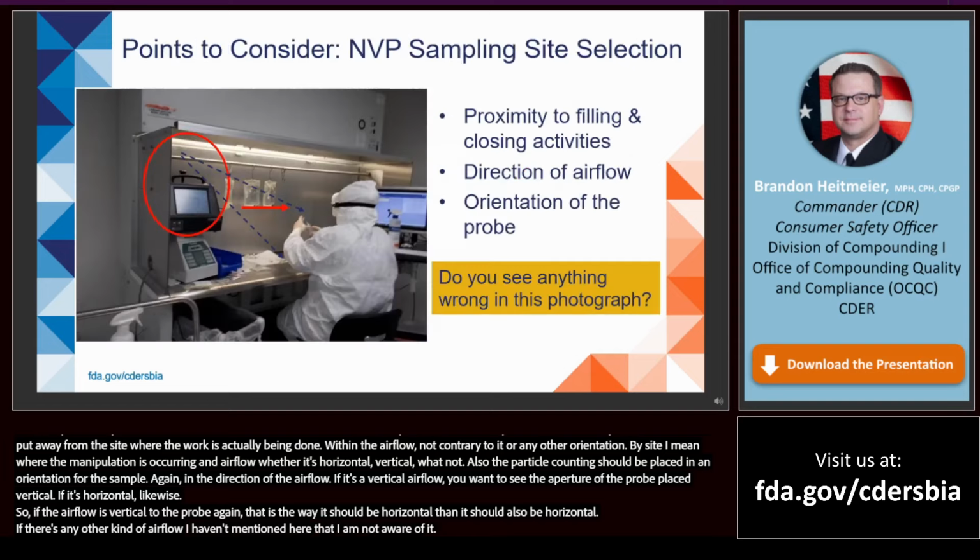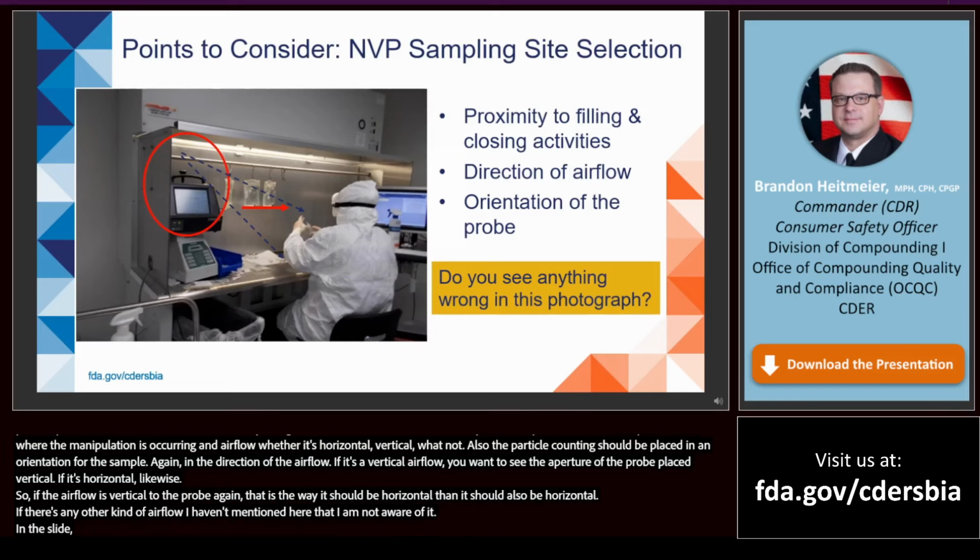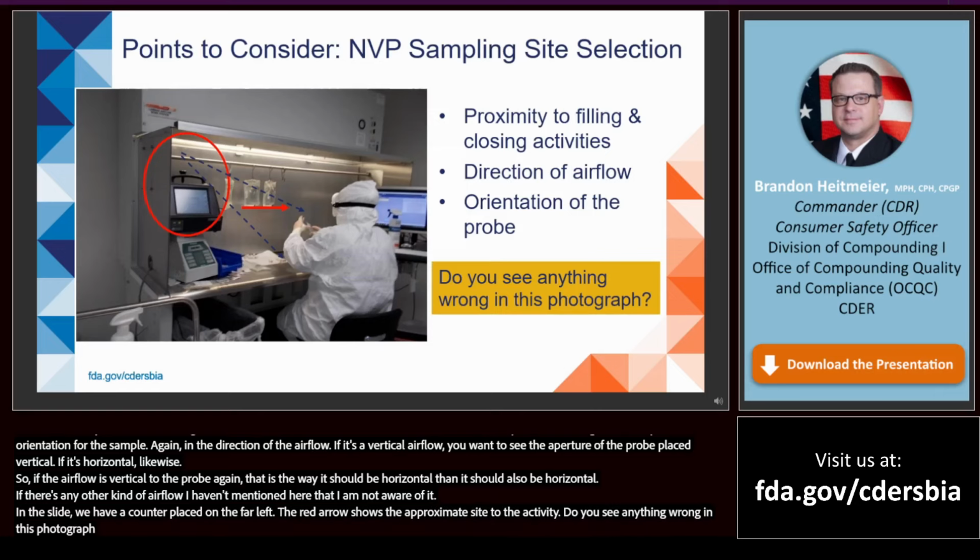In this slide, we have a counter placed on the far left of the hood, denoted by the red circle. The red arrow shows the approximate site of the aseptic work activity. Do you see anything wrong in this photograph with respect to probe placement?